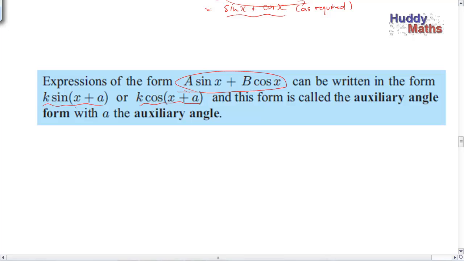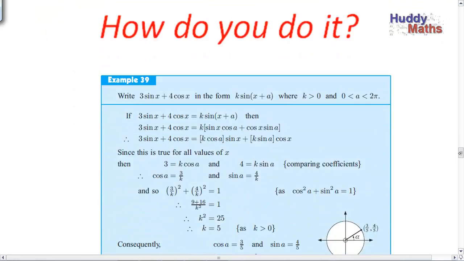We usually go with sine because we think of cos as a negative pi on 2 shift of sine, if you like. This is called the auxiliary angle formula because you're using this angle rather than just x to help you. Auxiliary means assistance, aid, from the Latin. So this is to aid you in understanding the function. All right, so let's go down and see how you do it.